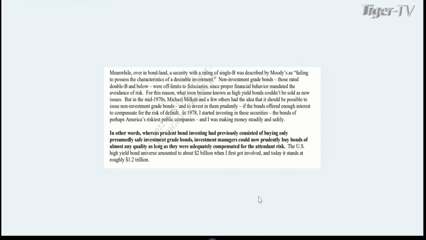Now, the way Drexel made a lot of money, if you ever want to read about it, read the book Den of Thieves by James Stewart. He'll tell you exactly what happened. And it'll show the picture of the building that I worked in there at Rodeo and Wilshire. Anyway, that was the main thing.